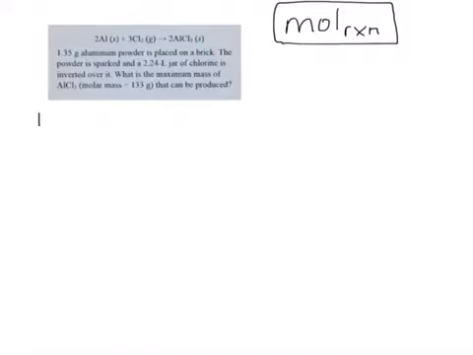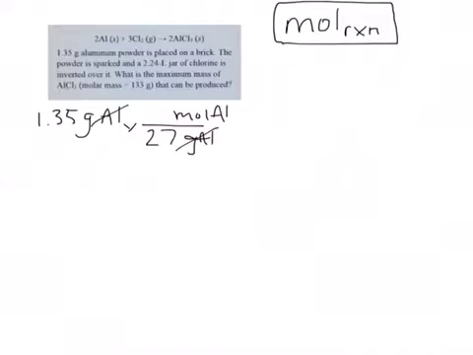I would take my amount of aluminum, and as always, change it to moles. Can't do anything with grams. So we use our molar mass, 27 grams per 1 mole. Next, I'm going to work out how many moles of that reaction as written do I have. So moles of aluminum on the bottom to cancel, and our new unit, mole reaction, on the top.